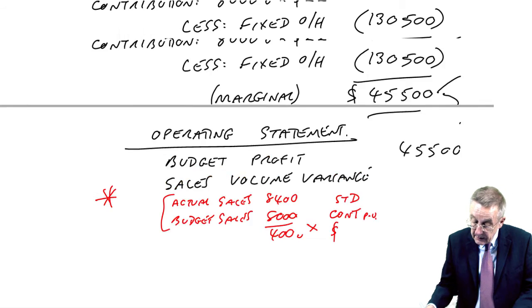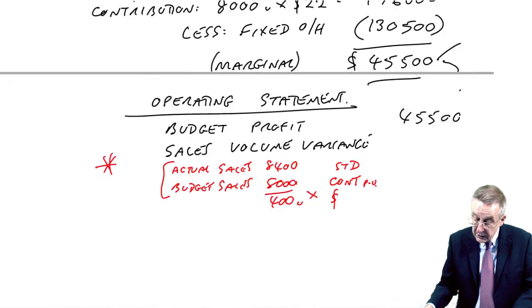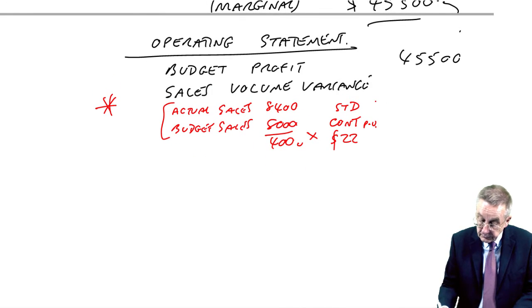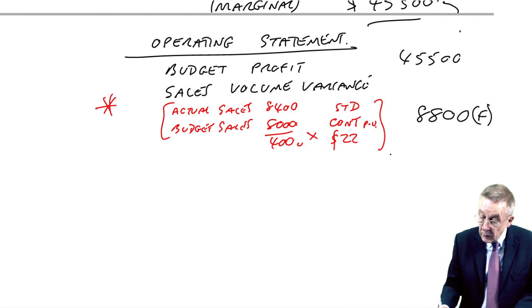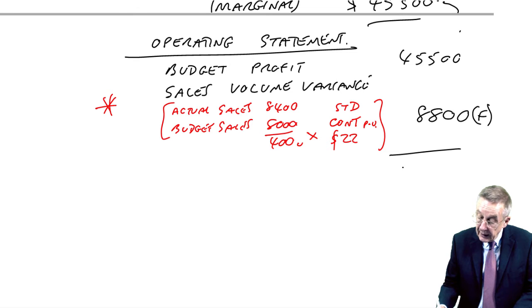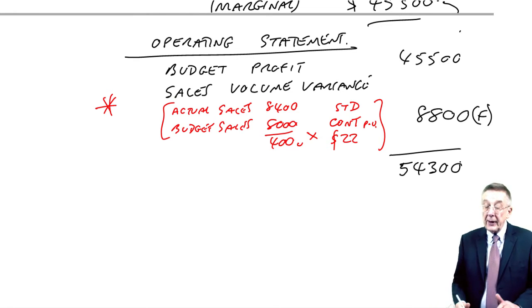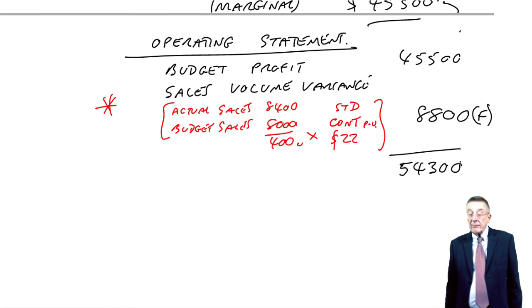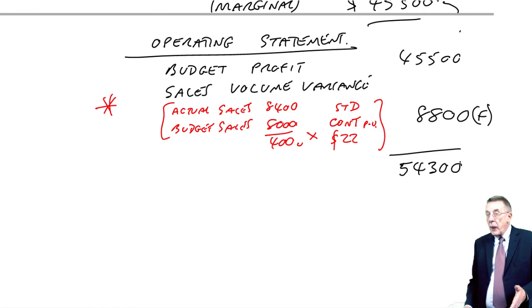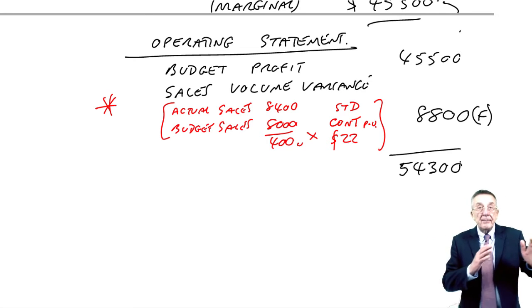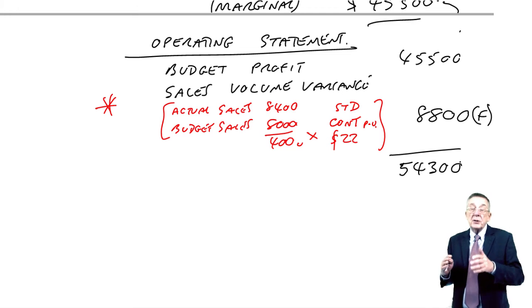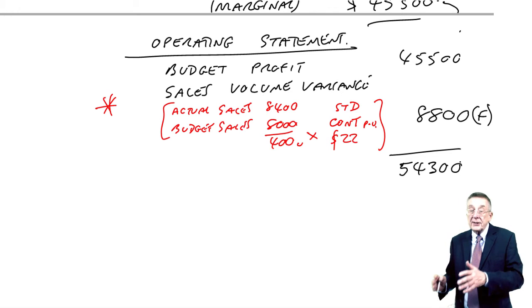We cost at the standard contribution per unit. Which, what was it? I had it a minute ago. 22. It's favourable because there are more units. That gives us so far 54,000. We're now expecting 54,300. So I think that's an easy one to remember. Sales volume. If it's absorption, cost at standard profit per unit. If it's marginal, at standard contribution.